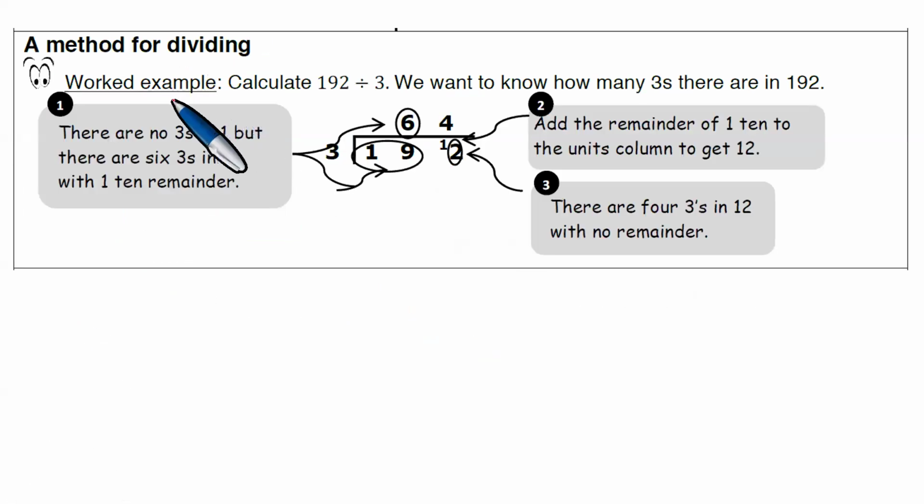Now a method for dividing, a worked example. Calculate 192 divided by 3. We want to know how many 3's are there in 192. So if we have 192 and we divide this by 3, we want to know how many 3's are in 192. There are no 3's in 1, but there are 6 3's in 19, with 1 ten remainder. So this is the method of division, our friend, the long division method.